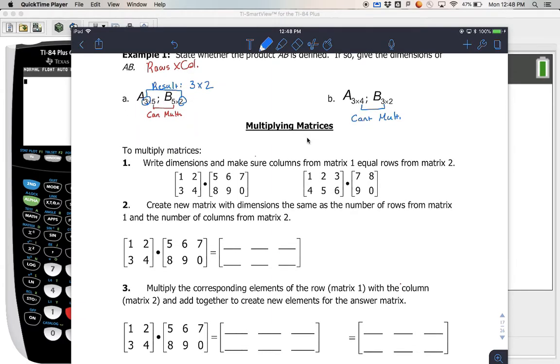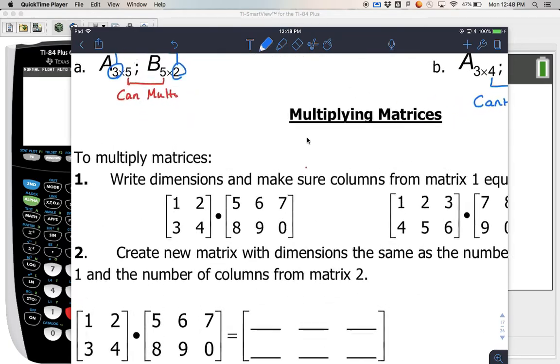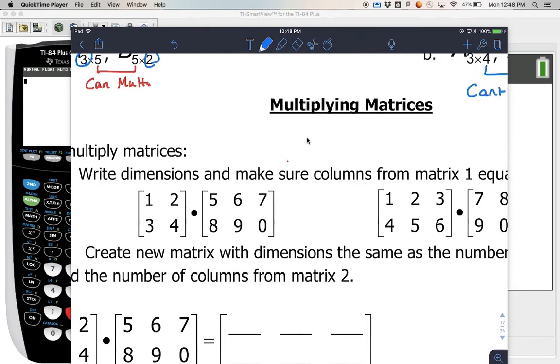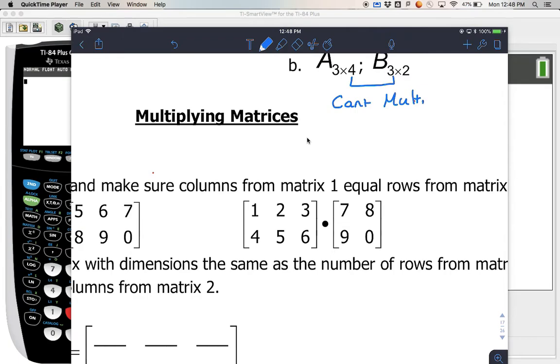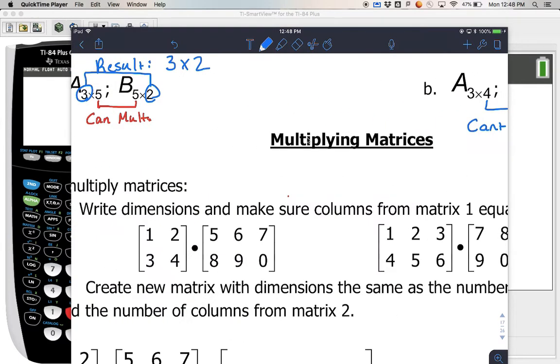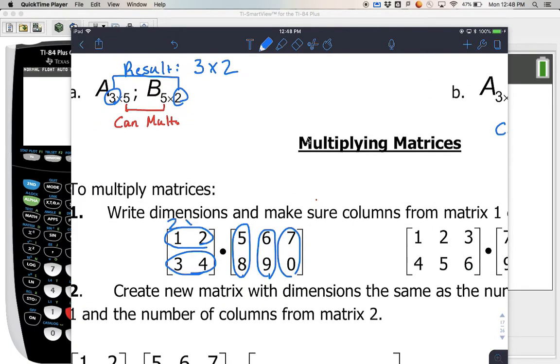So here's how to multiply matrices, and it's a lot of steps. It goes real quick once you catch on to it. It's kind of confusing the first one or two times. To multiply matrices, write the dimensions, and make sure the columns from matrix 1 equal the rows from matrix 2. For example, here are your rows, and here are your columns of the second. You have a 2 by 2 here, and then 2 rows and 3 columns here. Since the 2 and the 2 match up, we can multiply.